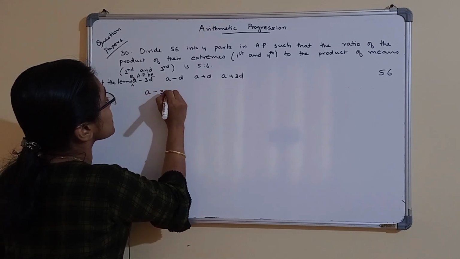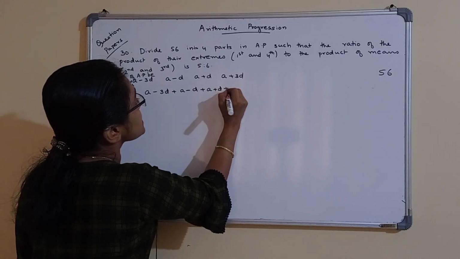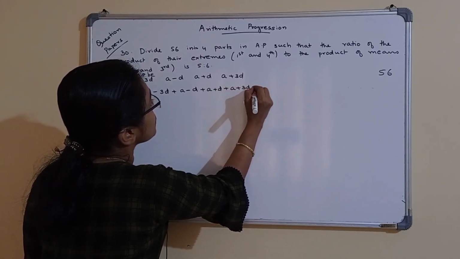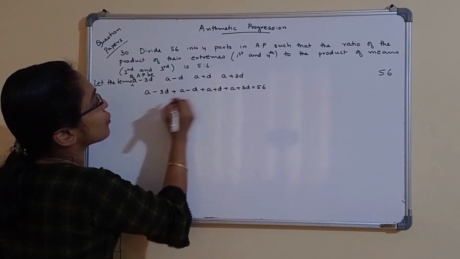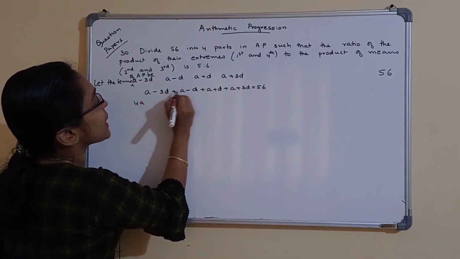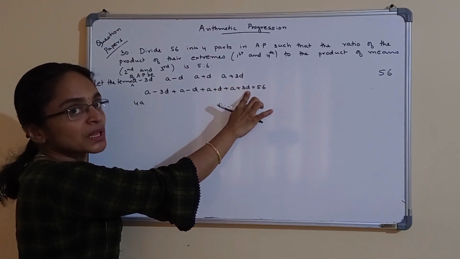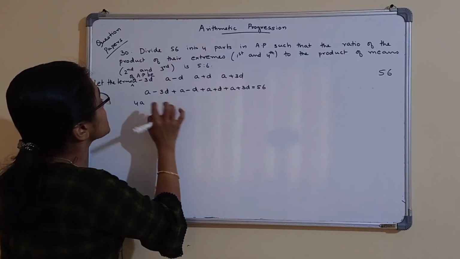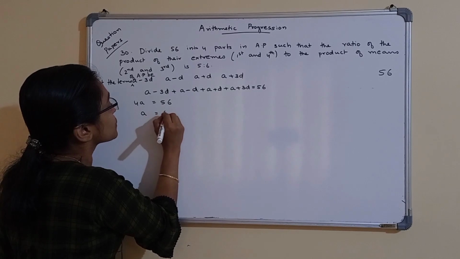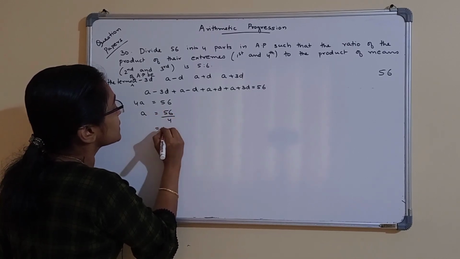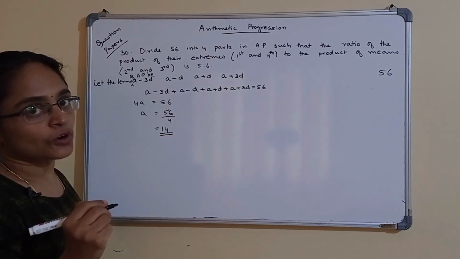So a minus 3d plus a minus d plus a plus d plus a plus 3d equal to 56, which means 4a, then minus 3d minus d is minus 4d and plus d plus 3d is plus 4d. Minus 4d plus 4d is 0. So 4a equal to 56, which means a equal to 56 by 4, and that is equal to 14. So we got a as 14.